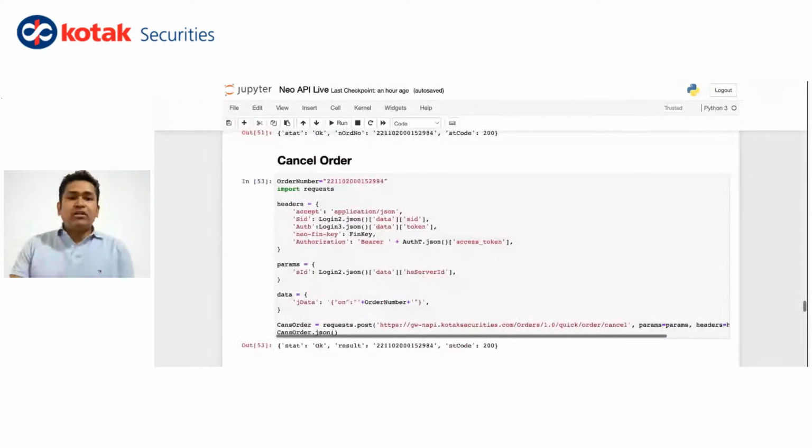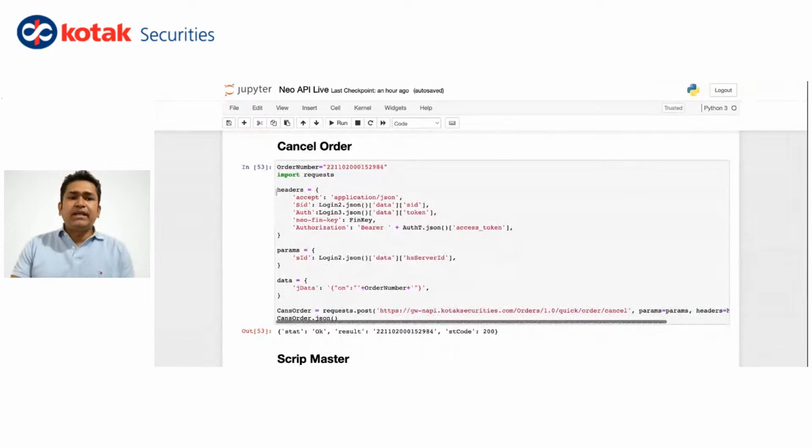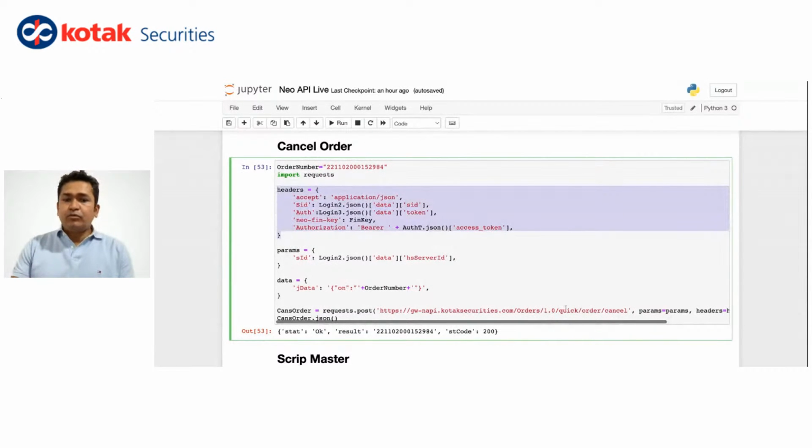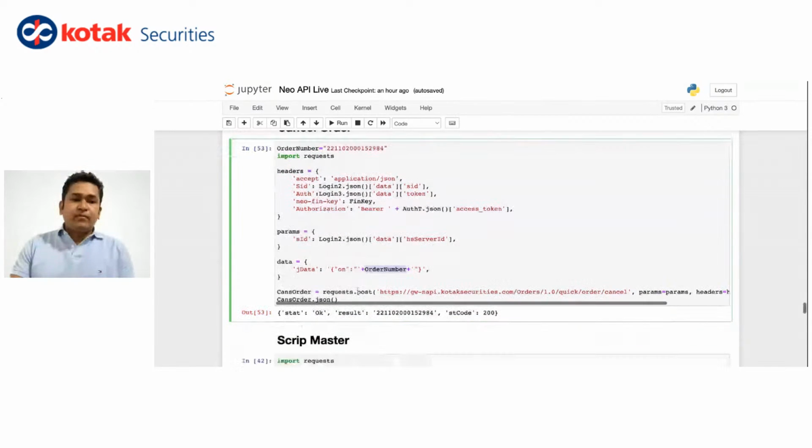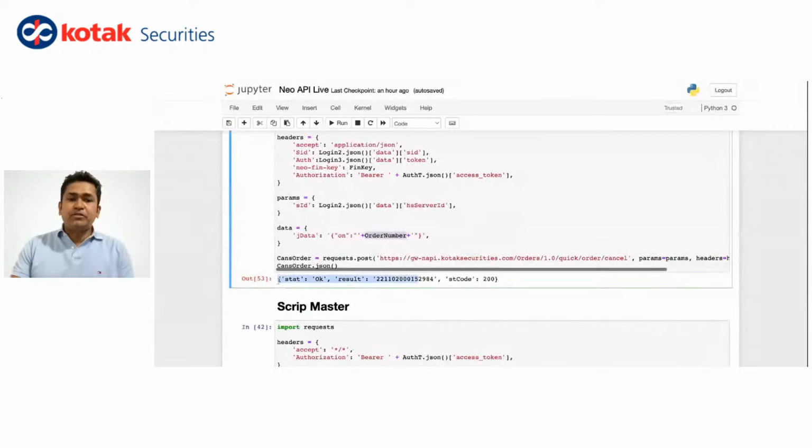For cancellation of order, keeping the header same, you have to go to the endpoint of cancel order and just pass the order number. On successful completion of order cancellation, you will get status as okay. And if you go to the order history, you will again see that order is cancelled.